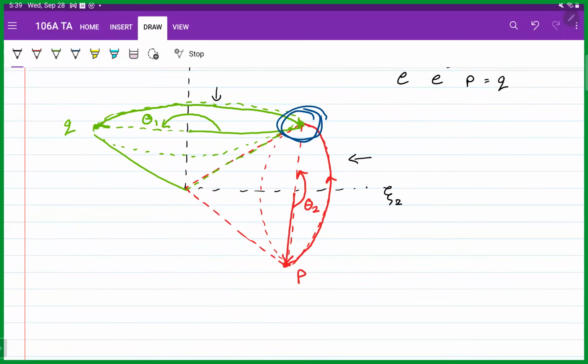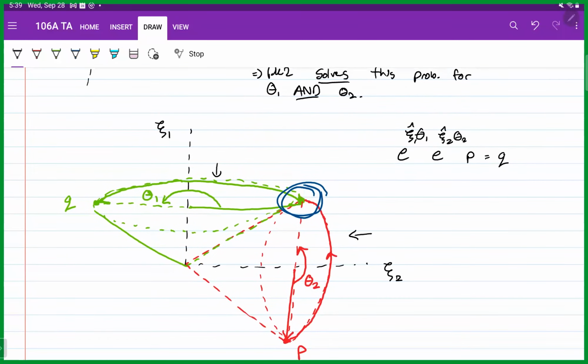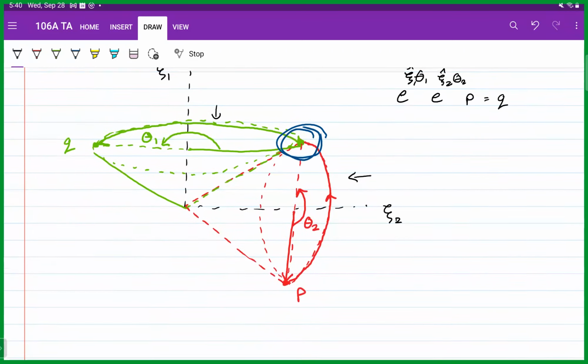Sure. Do we have any questions about this setup? No, yeah, we're good then. All right, sweet. Okay, cool.